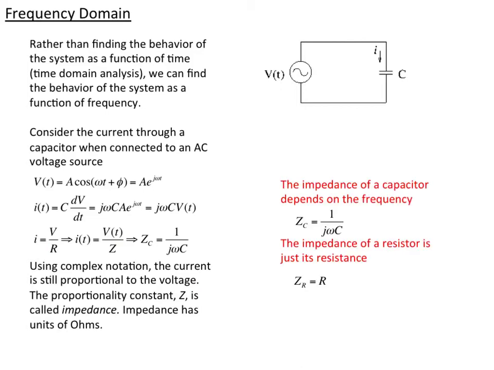So the first definition we have then: the impedance of a capacitor is not constant with frequency, but at a given frequency we have this expression, the impedance of a capacitor is 1 over j omega C. We also know the impedance of a resistor already is just what we knew before. The impedance of a resistor is just R.